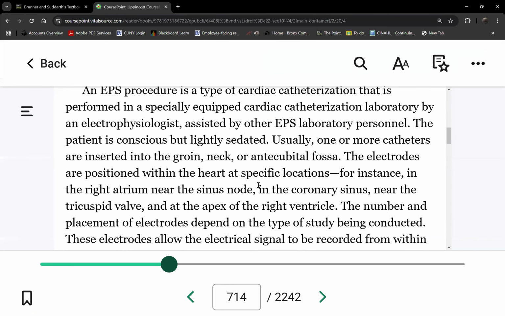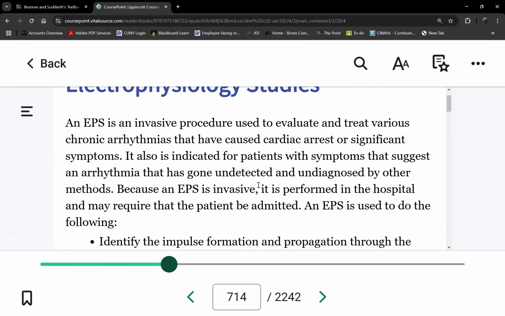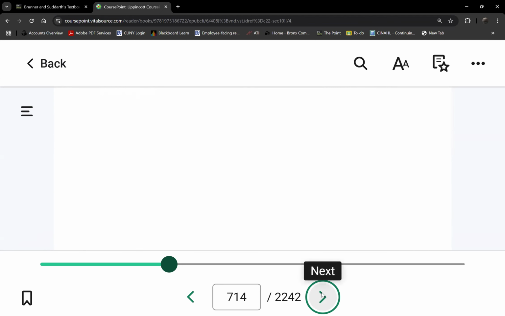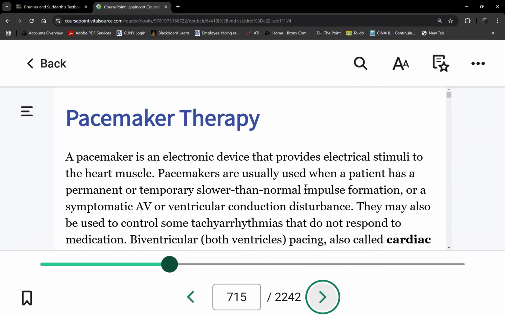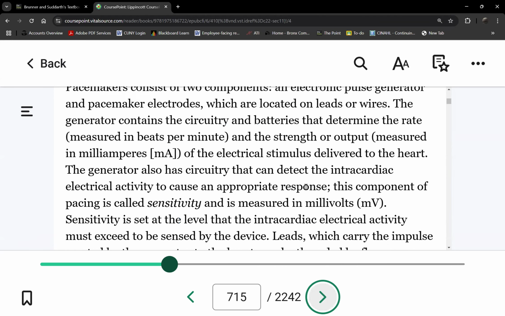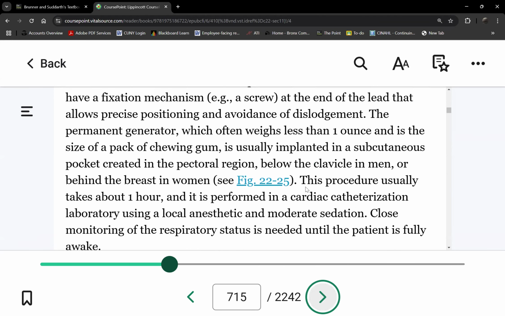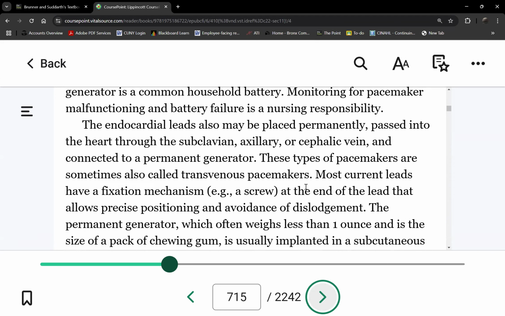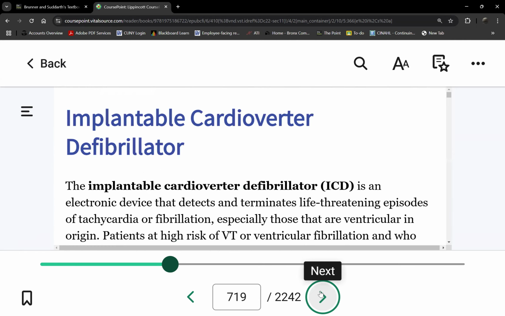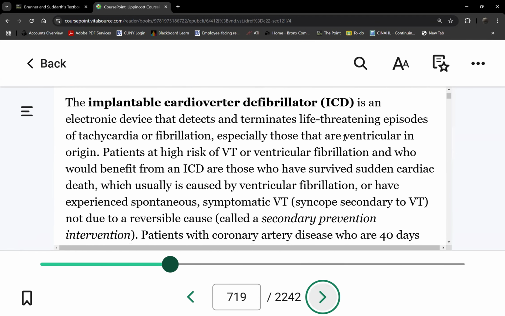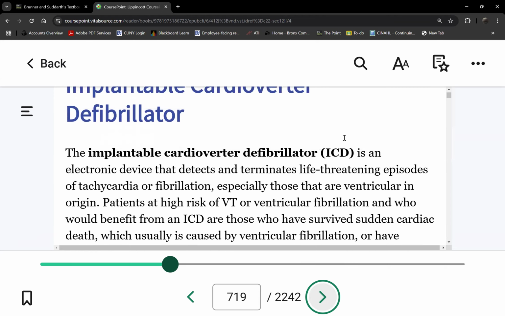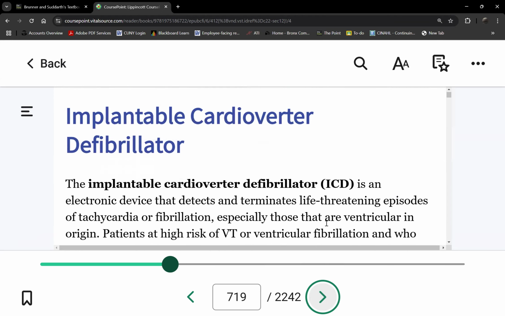So questions on the exam will be, what do you teach the patient who has a pacemaker? Medication adherence. Now, there's no table or chart. They're all in the paragraph. Let's discuss ICD, because the teachings are the same for both pacemaker and ICD. So they discuss them all in the same paragraph.